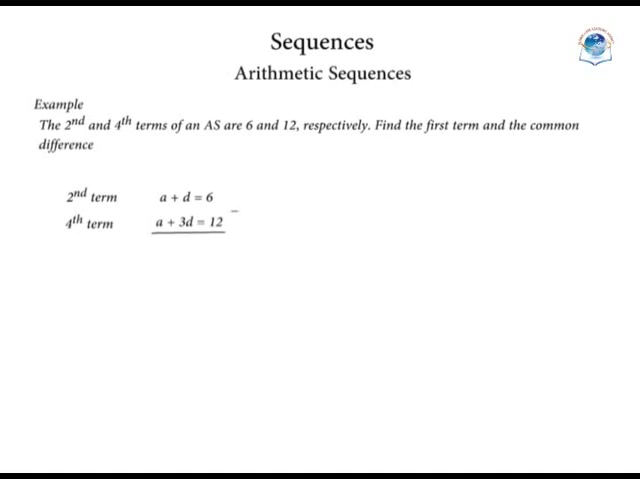We can do that by subtraction. We eliminate A. If we do that, A minus A is 0, D minus 3D is minus 2D, and 6 minus 12 is minus 6. And therefore D is equal to 3. Substituting D in any one of the equations, we do it in the first one: A plus 3 should be equal to 6, and therefore A is equal to 3.